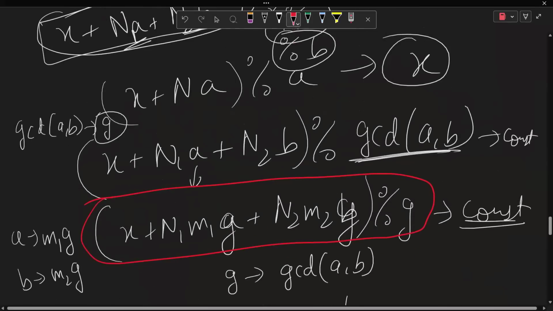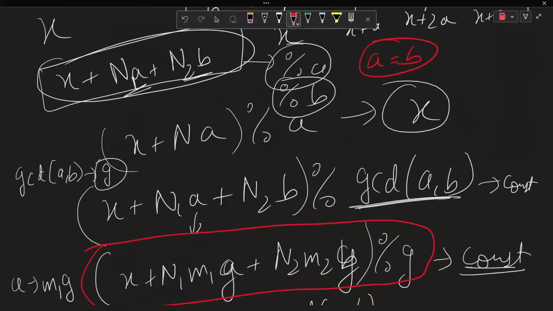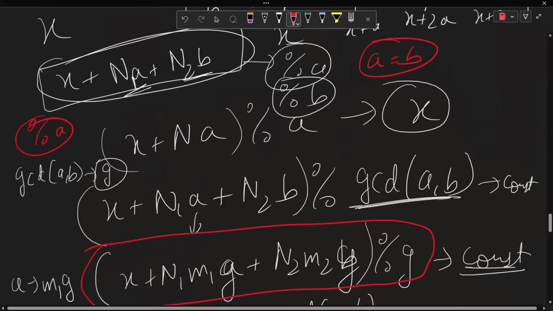Okay. So first I explained that I assumed that if A and B were equal, we had only one type of operation, then how can I solve the problem? That was very intuitive by taking modulo A. So I got the approach for that. But now the problem was that A and B were not equal. We had two types of option, either plus A or plus B.